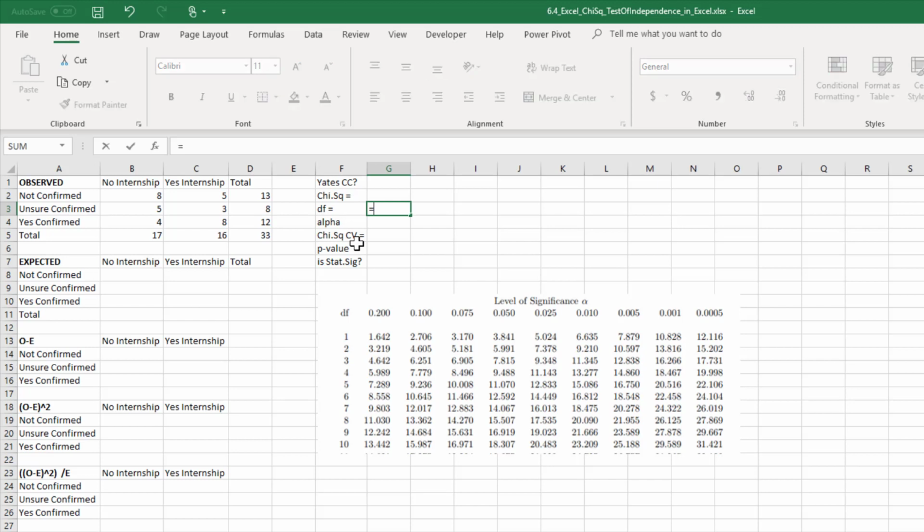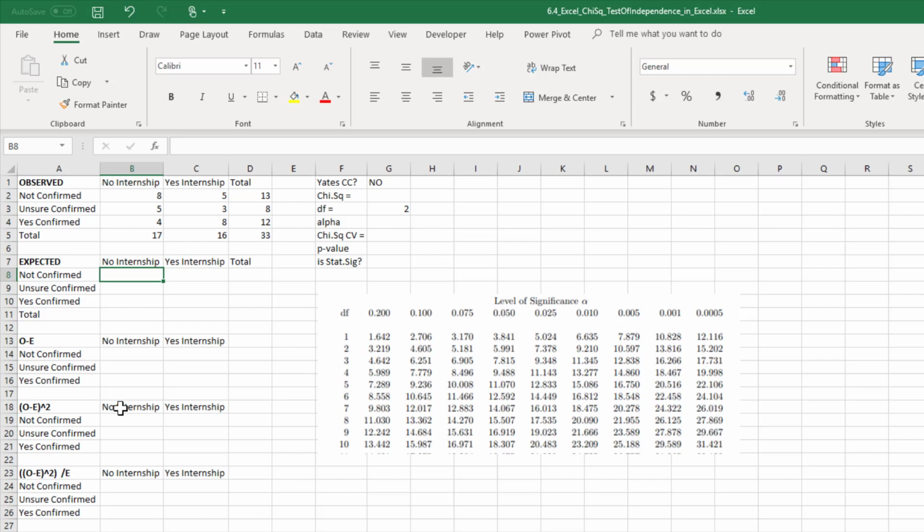So let's do an equal sign. How many columns do we have? 2, yes and no. So 2 minus 1 is 1, multiplied by how many rows? 3 different levels of confirmation, so 3 minus 1 is 2. So 1 times 2 is 2. We have 2 degrees of freedom. The Yates continuity correction is needed if we have 1 degree of freedom, so we do not need it. That is reflected in the rest of the formulas as we go down. If we did, we would have the extra steps where we take the absolute value of O minus E and then subtract 0.5.